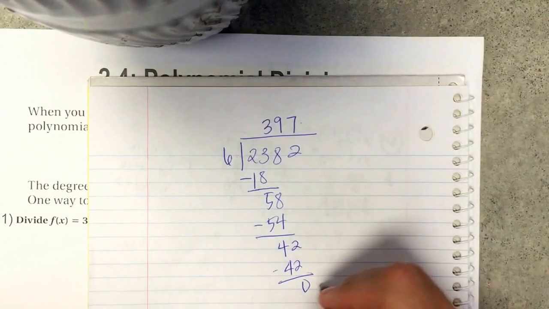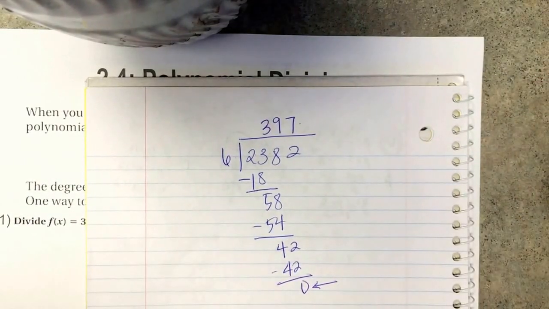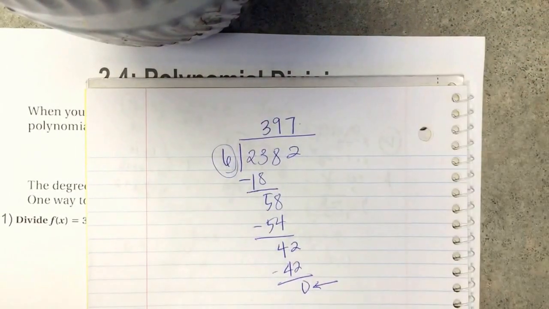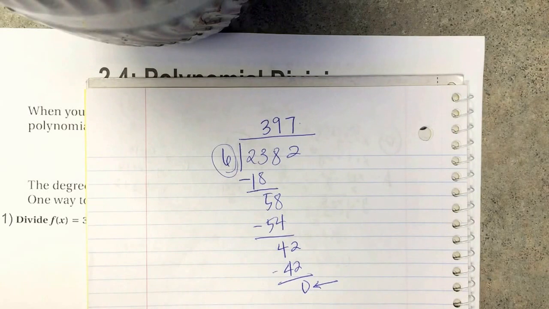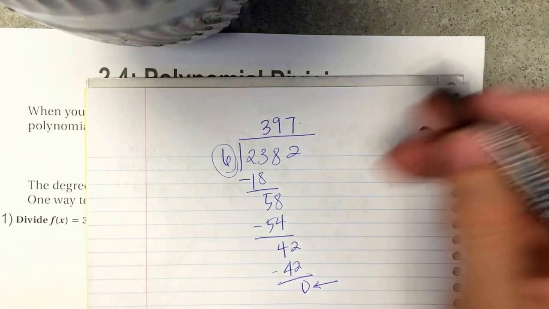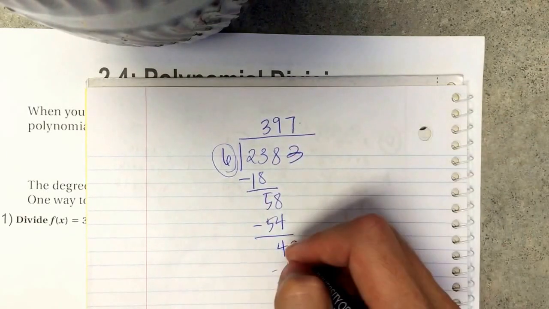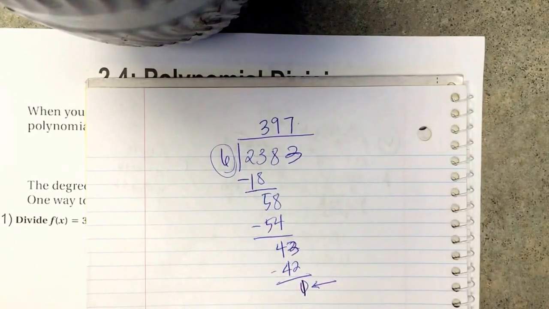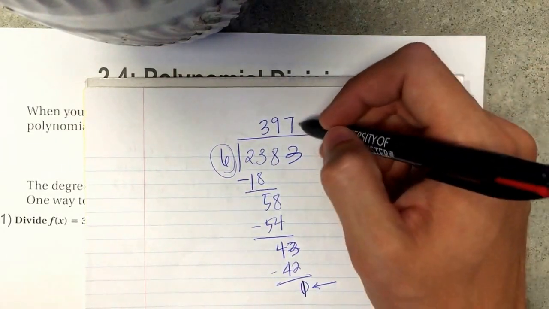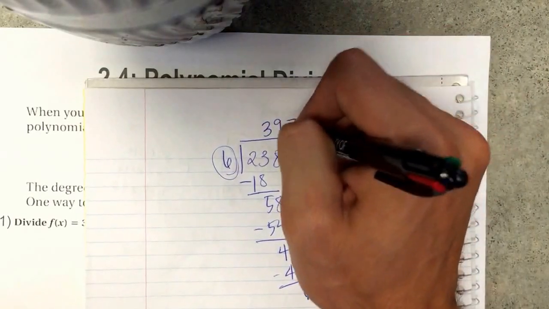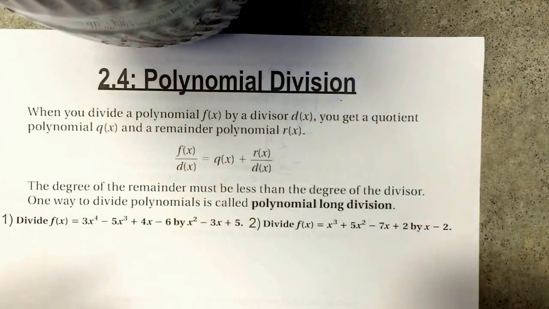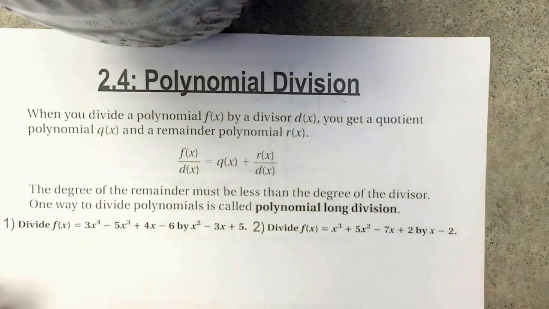If you ever have a number here after your division is done, your remainder always goes as a fraction over what you're dividing by. So just for argument's sake, say that this had been a 3 instead, and that this had been a 43, then my remainder would have been 1, and my final answer would have been 397 and 1/6. So what we're going to do is use that same algorithm, but we're going to do it with polynomials.